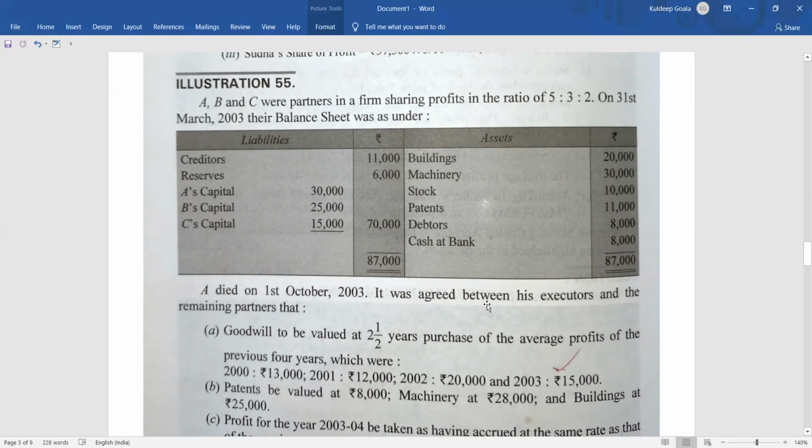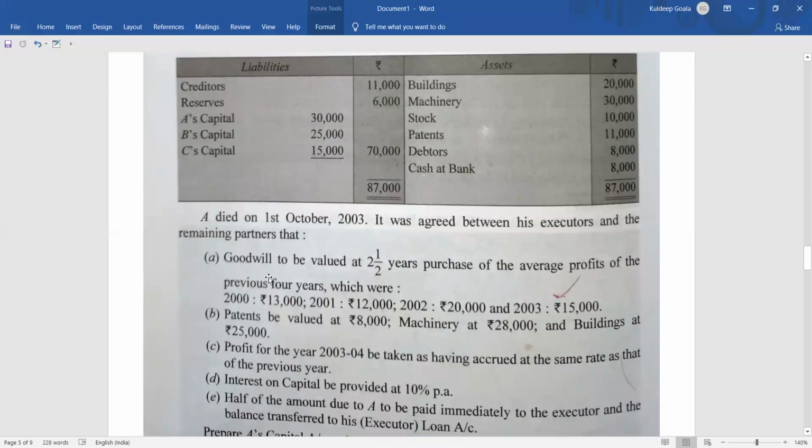So it was agreed between his executor and the remaining partners how they're going to settle. Goodwill will be valued at 2.5 years purchase. See, if there is no agreement regarding how to settle the account at the time of a deceased partner, then they can consult the executor, and mutually they can decide. If there is mutual settlement, then that will be decided mutually, or else it will be settled according to the Partnership Act 1932. So it was agreed between the executor and the remaining partners that goodwill was to be valued at 2.5 years purchase of average profit of the previous 4 years.